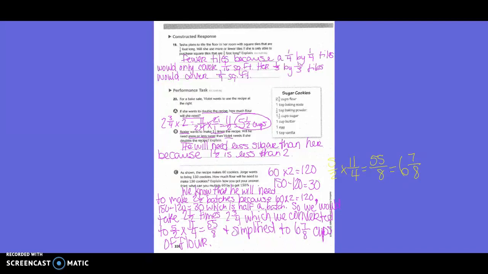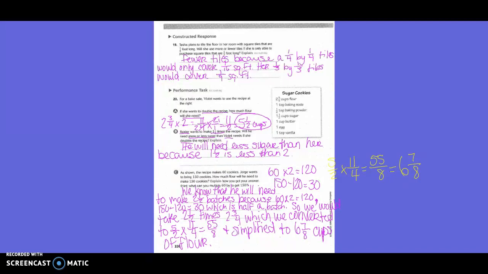Letter C. As shown, the recipe makes 60 cookies. Jorge wants to bring 150 cookies. How much flour will he need to make 150 cookies? Explain how you got your answer. Hint, what can you multiply 60 by to get 150? We know that he will need to make 2 1/2 batches because 60 times 2 equals 120. 150 minus 120 equals 30, which is half a batch.